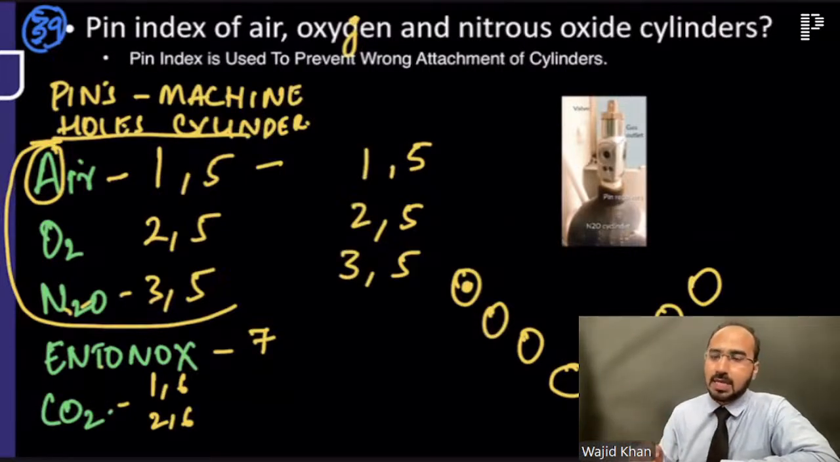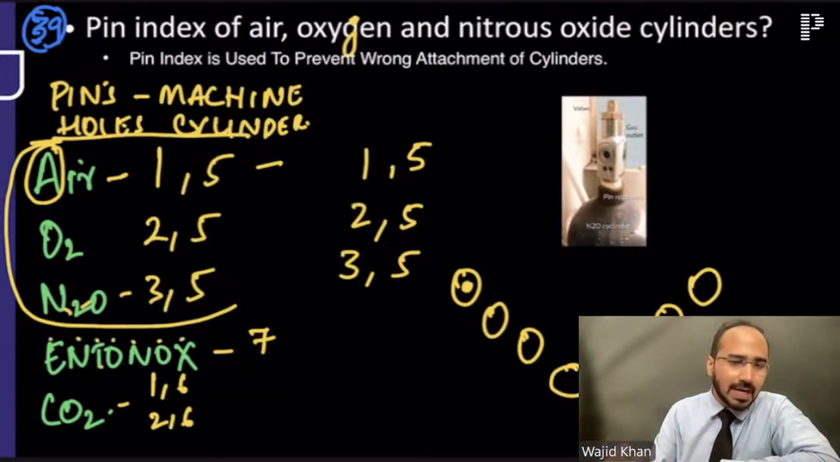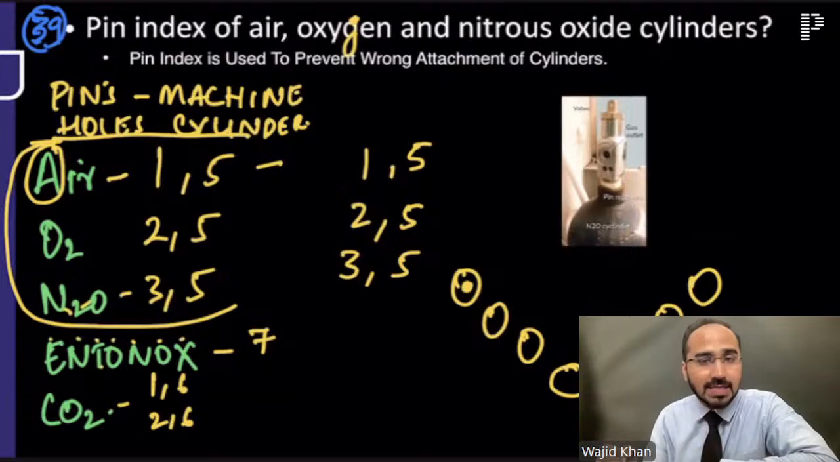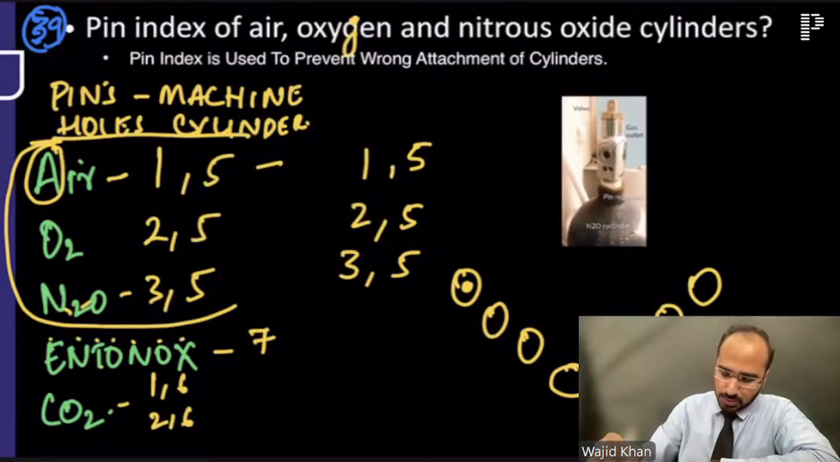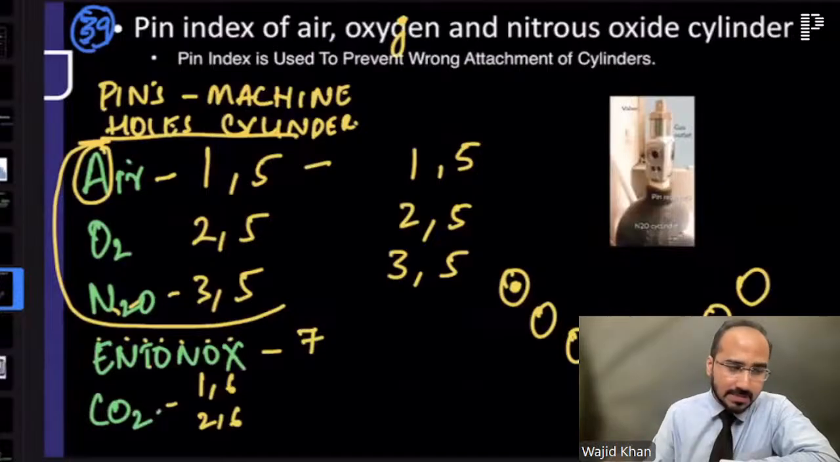Air, oxygen, nitrous. Entonox is very simple, guys. How many alphabets are there in Entonox? 1, 2, 3, 4, 5, 6, 7. So the pin index system for Entonox is 7. Whereas for carbon dioxide, the pin index system is 1, 6 and 2, 6. Okay. Is it clear, guys?